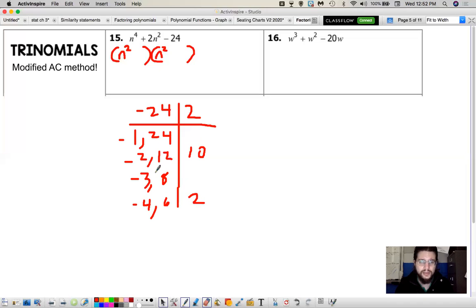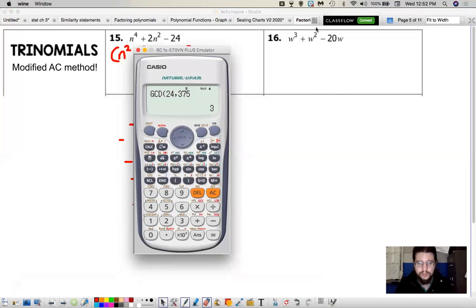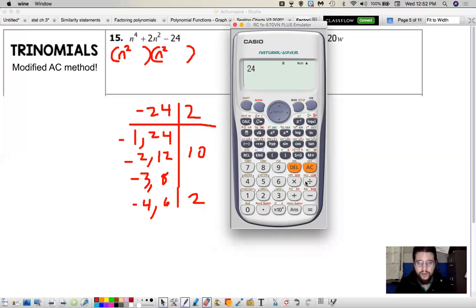So how did I get these? I know my math facts. How do you get them if you don't know math facts? 24 divided by 2 is 12. So 2 and 12. 3 and 8. 5 doesn't work, etc. Till you find what you need. But if you know your math facts, it saves you a lot of time.